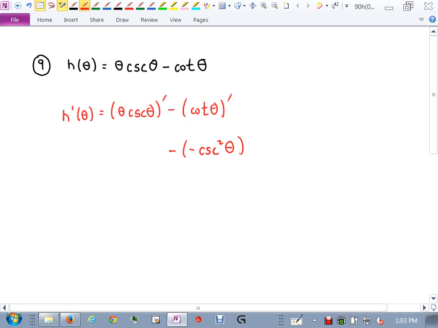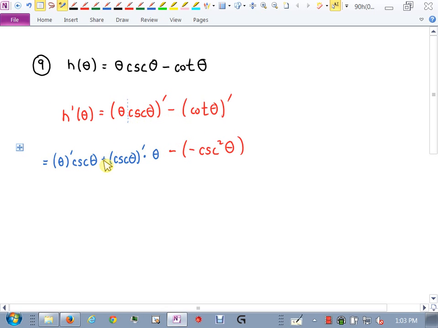The other one, though, I actually have two factors. I have a product, right? Splitting these, I have theta times cosecant theta. That's multiplication, that's a product. So I have to apply the product rule to that, and I'll do that in blue. So this will be equal to the derivative of the first one, the derivative of theta, times the second one, plus the derivative of the second one times the first one. That makes sense?